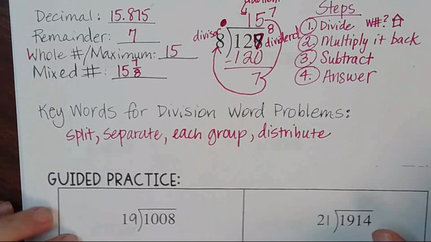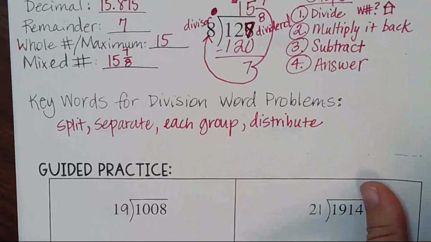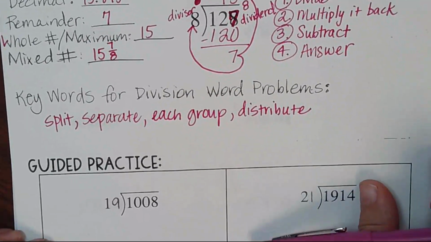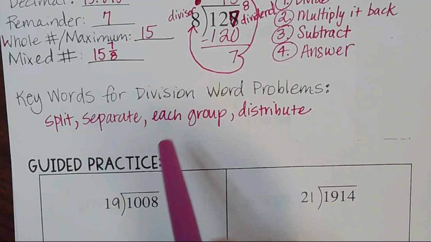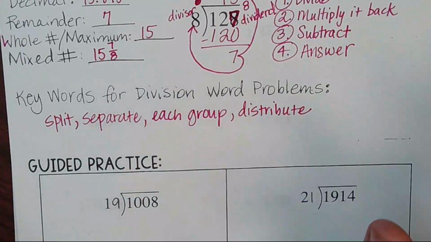Okay, we'll stop there. I'm sure we'll come back and add some keywords later on to this, but this is a good start. Now, each group, that's saying putting it in each group, okay? But each can also mean what operation? Multiply. So you have to be careful with that, okay? Because you will have word problems where you do multiply. So you have to look for that other keyword that says that it's division. And most likely what they use in 6th grade is split, separate, and distribute.